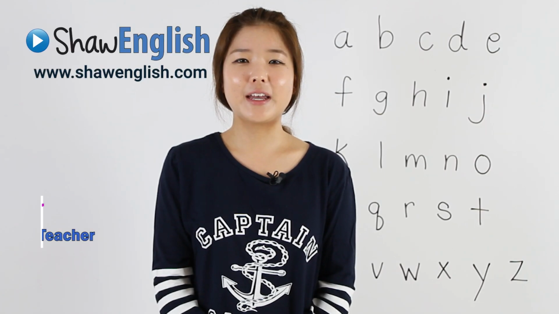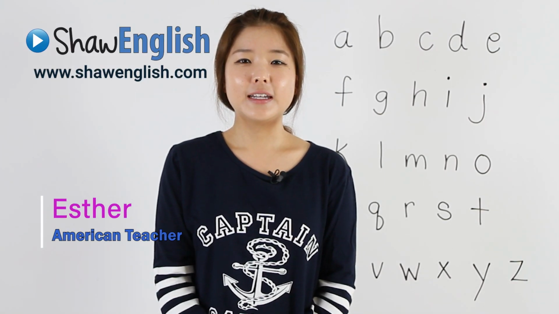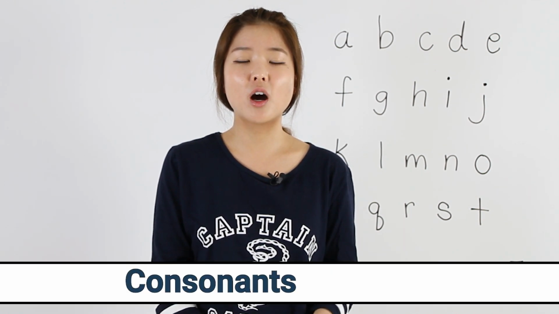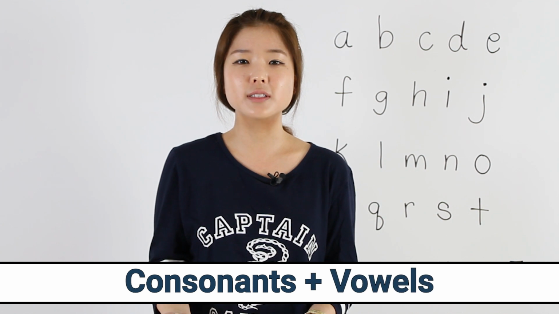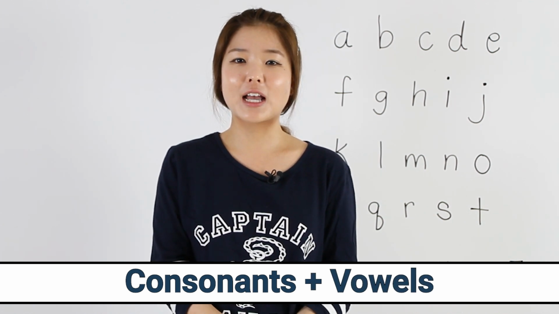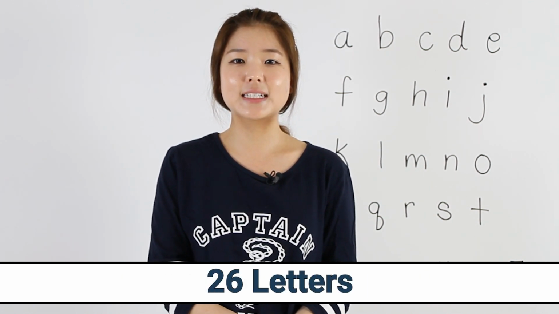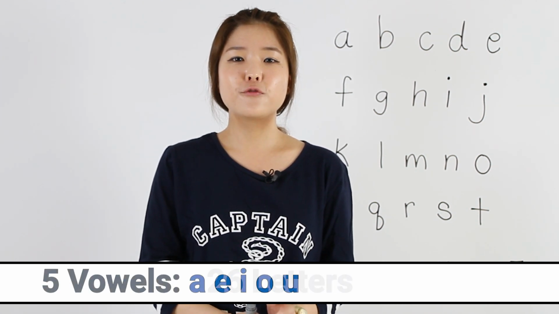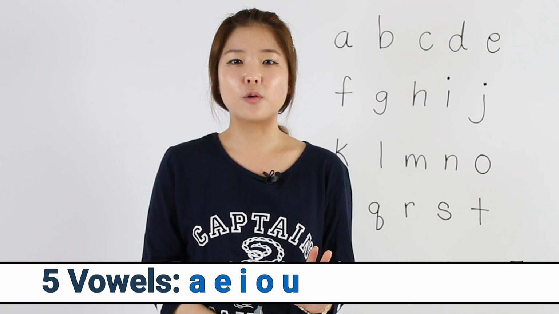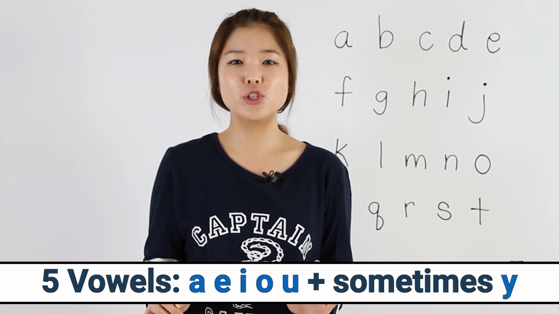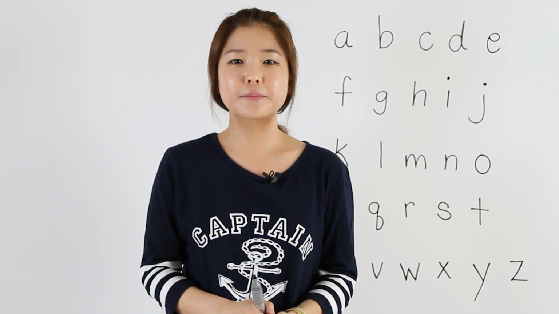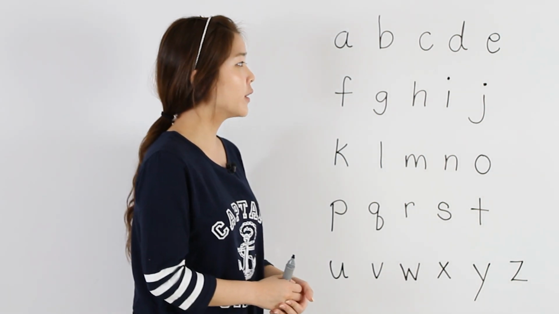Hi everybody and welcome to this video. Now in this video, I want to talk about the difference between consonants and vowels. Now in the English alphabet, there are 26 letters. And in the alphabet, there are 5 main vowels and 1 special vowel. And the rest are consonants. So let's look at the board.